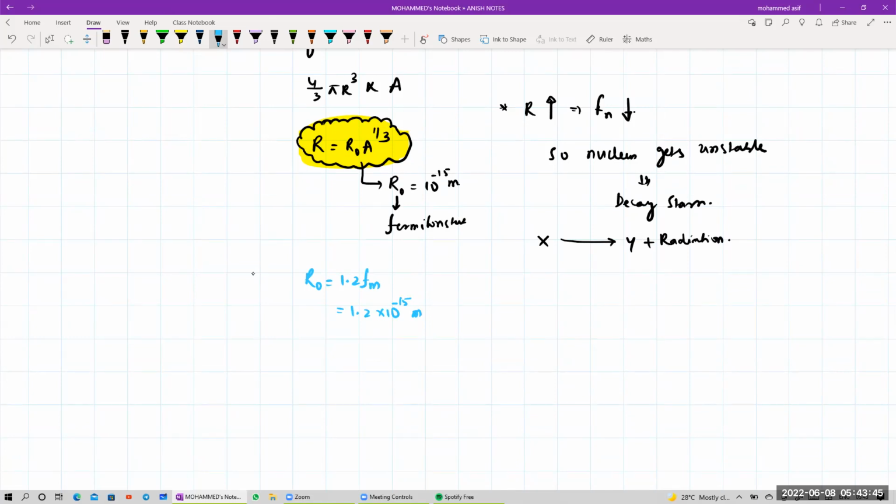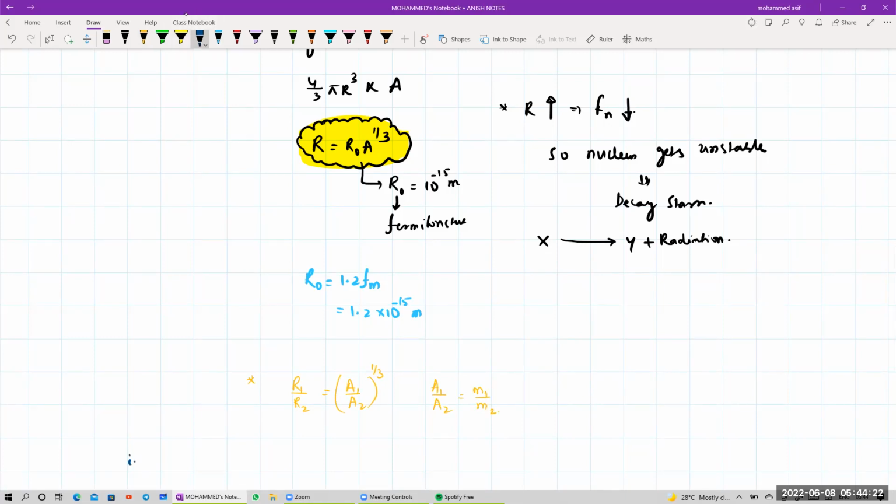So radius and mass numbers are directly proportional to each other, beta. So I can write R1 divided by R2 is equal to A1 divided by A2 to the power of 1 by 3. That means mass numbers are directly proportional to the ratio of their masses. A is your atomic mass. So I can say that A1 divided by A2 will be equal to M1 divided by M2.